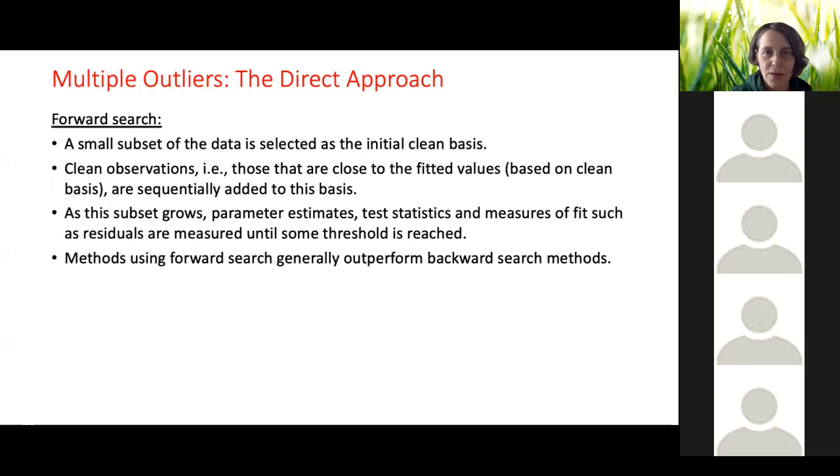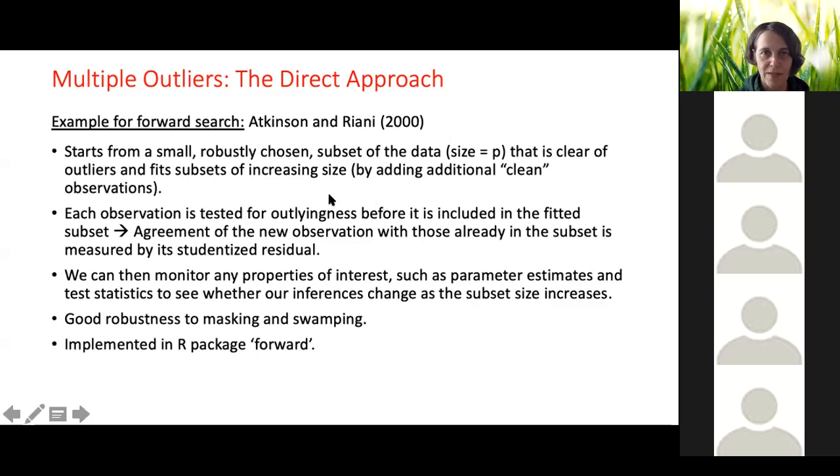All right, so as I said, the forward search starts with an initial clean basis, so it's a subset of the original data set, and then it sequentially adds data points to the subset until some threshold is reached, and then it declares all remaining data points as outliers. And usually the forward search algorithms are better than the backward search algorithms. A very popular approach, also very efficient and superior to many other methods, has been suggested by Atkinson and Riani.